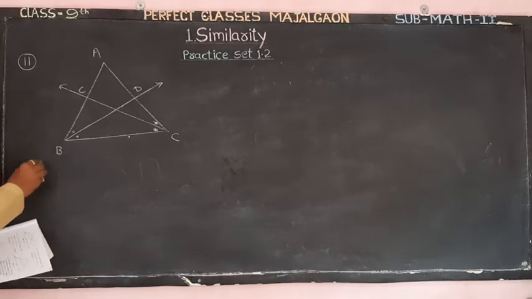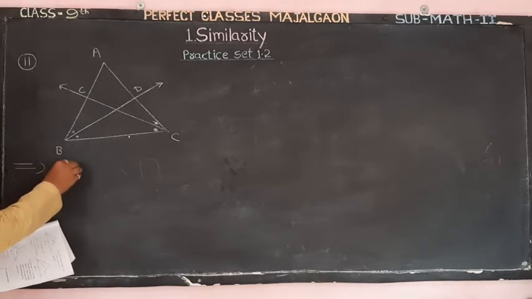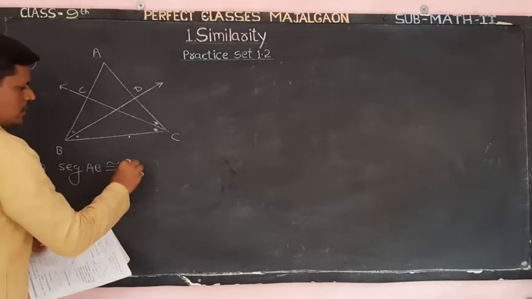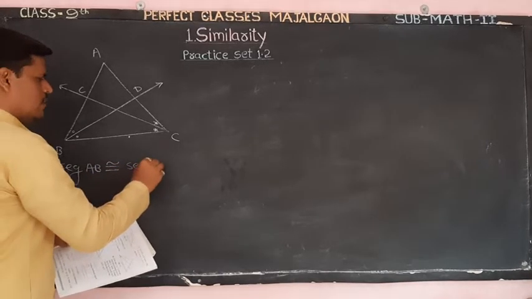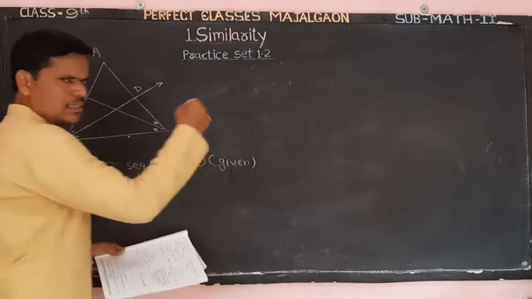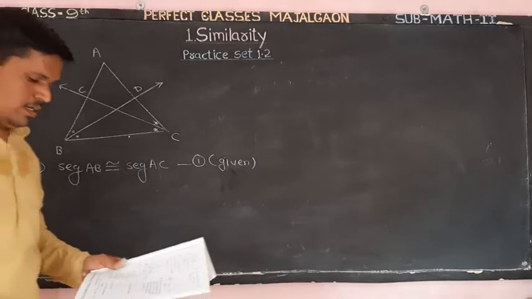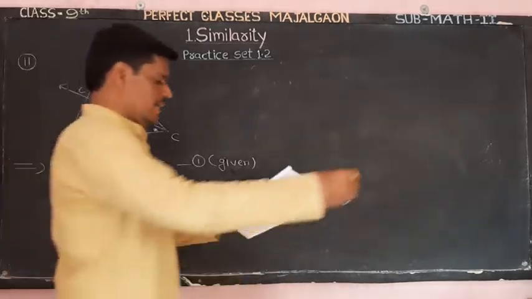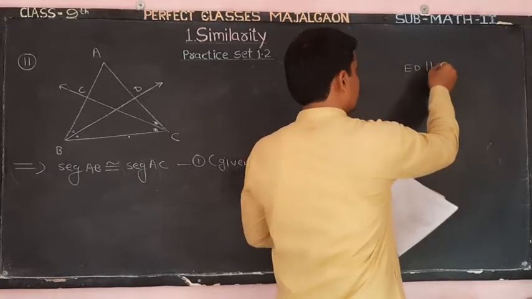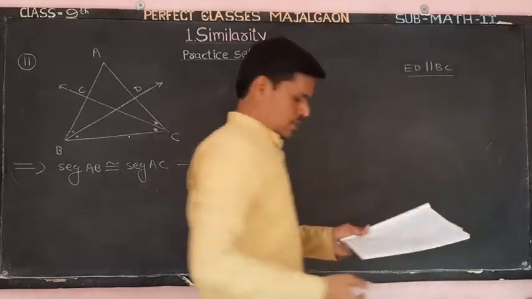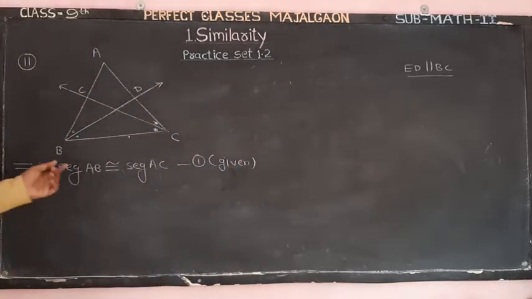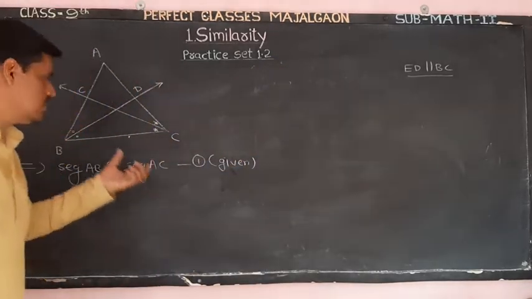They are given seg AB congruent to seg AC. Here we name it one. The reason is that it is given. They are given these two are congruent, and prove that ED is parallel to BC. How to prove this? Now see. These two segments are congruent.